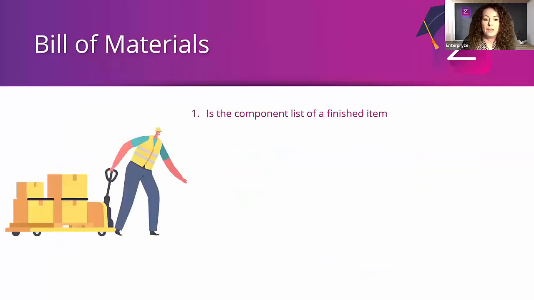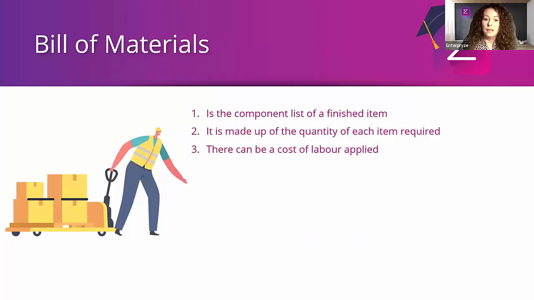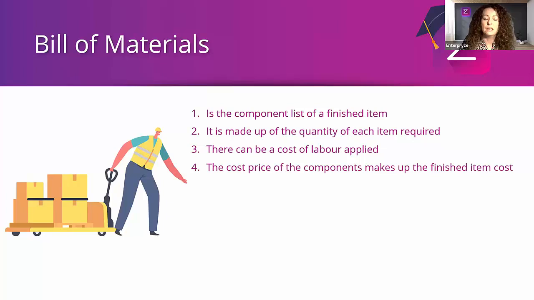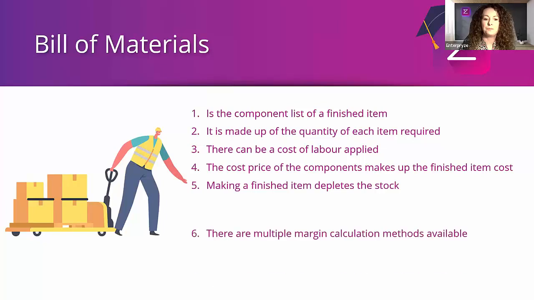Bill of materials. So a little bit more complex when it comes to bill of materials. It's the component list of a finished item. And of course, it can be made up of the quantity of each item required. There can be cost of labour applied as well. So there can be manufacturing costs added to that particular bill of materials. The cost price of the components make up the finished item cost. Making a finished item depletes the stock, ultimately. So that depletes your raw materials or your components.